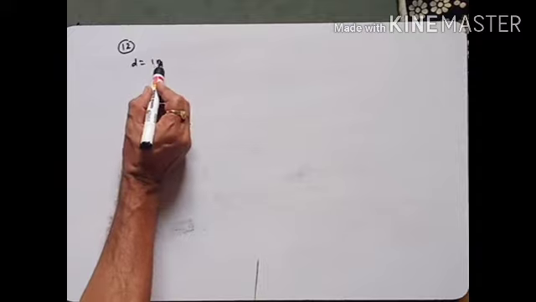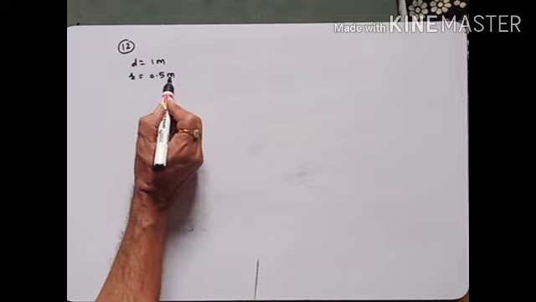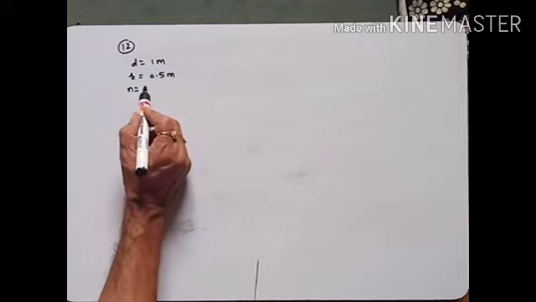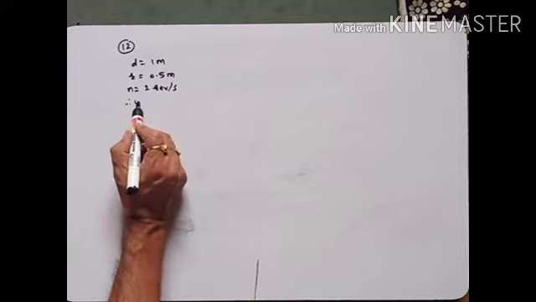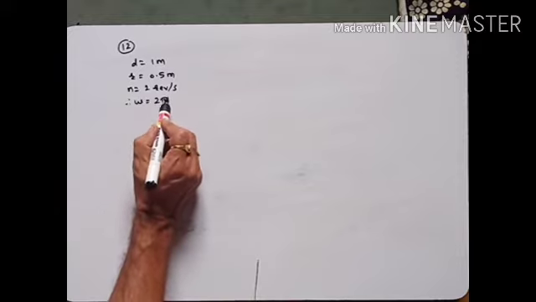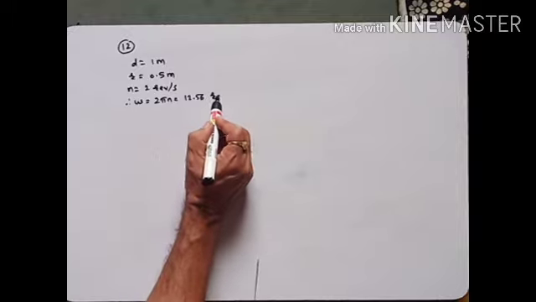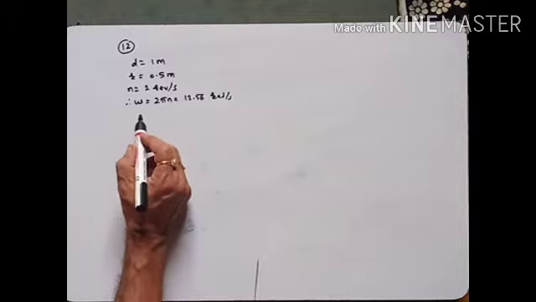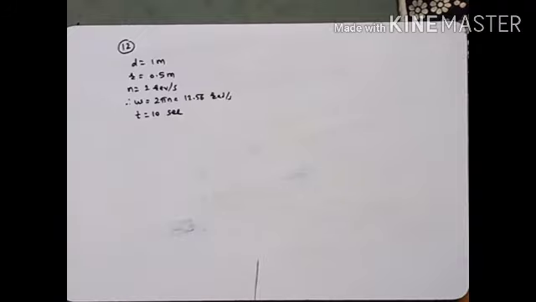example number 12. Now here you have given small d equal to 1 meter, then small r is equal to 0.5 meter, then n equal to 2 revolutions per second, and therefore omega is equal to 2 pi n, which is equal to 12.56 radian per second. T is equal to 10 seconds. This is given.